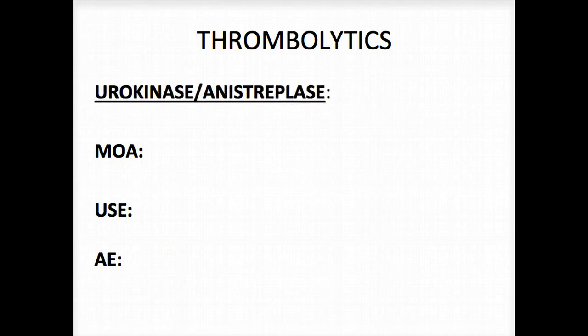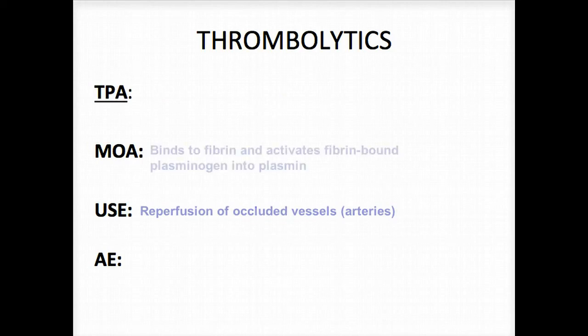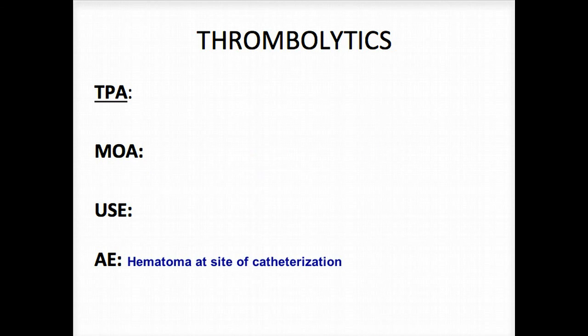Next up, we have urokinase and anistreplase, and these both have the same mechanism of action, use, and adverse effects of streptokinase. Next up, we have TPA, or tissue plasminogen activator, and we're going to use this for the reperfusion of any occluded artery. Okay, how does it work? It binds to fibrin and it activates fibrin-bound plasminogen into plasmin. The adverse effects associated with TPA are hematoma at the site of catheterization. So anytime you see a catheter and a big hematoma, you always want to be thinking about TPA, or you might want to think about heparin.